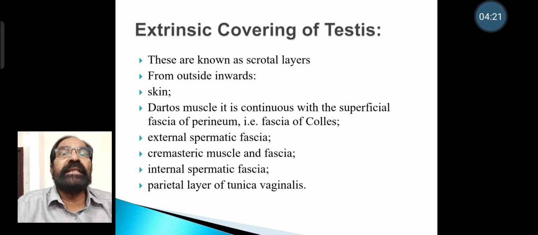From outside inwards, they include skin, dartos muscle. Dartos muscle is continuous with the superficial fascia of the perineum, that is fascia of Colles, external spermatic fascia, cremastic muscle and fascia, internal spermatic fascia, and parietal layer of tunica vaginalis.